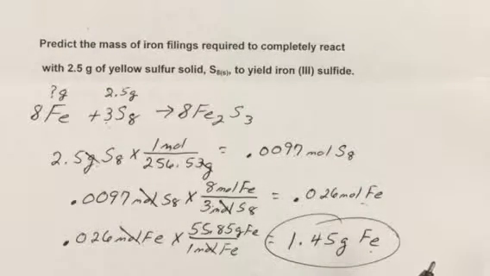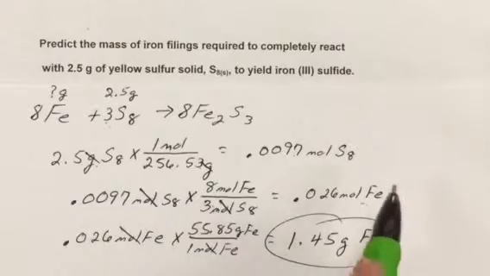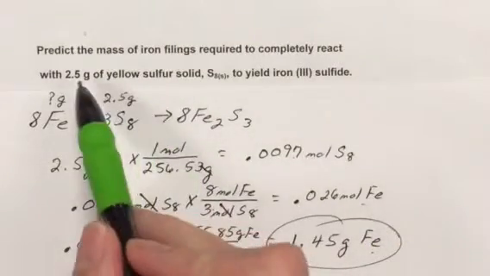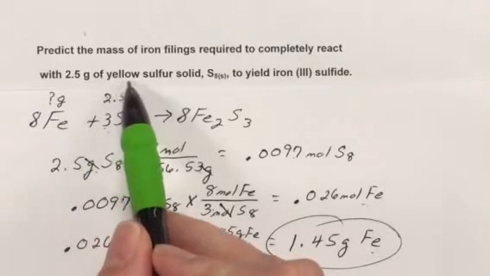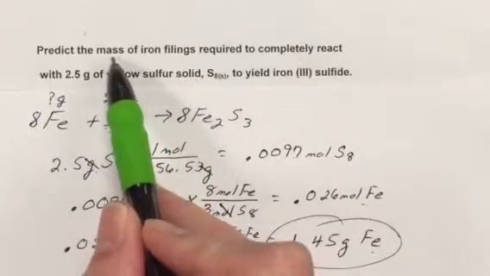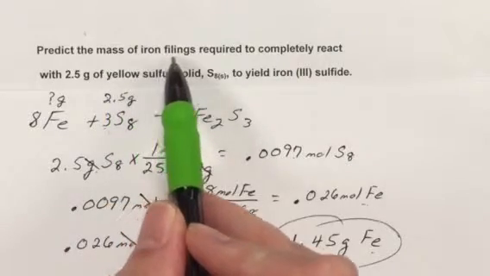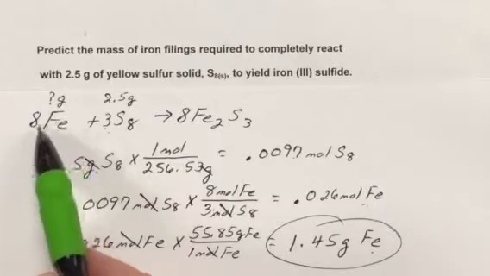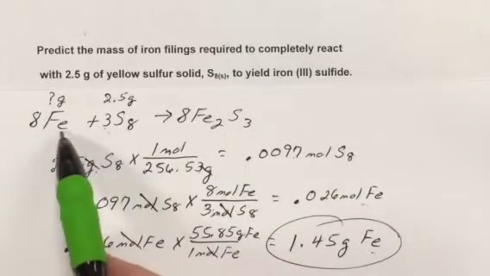Okay, so I've worked the problem out that we were discussing that was on USA Test Prep, and it gave us 2.5 grams of yellow sulfur solid, and it wanted us to find the mass of iron that was required to completely react with it. So here's the equation, and we balanced it in class.